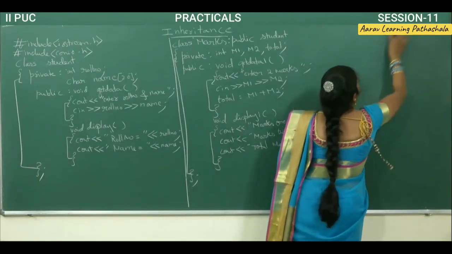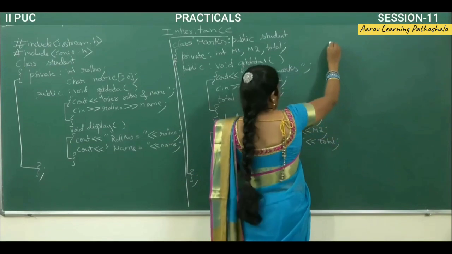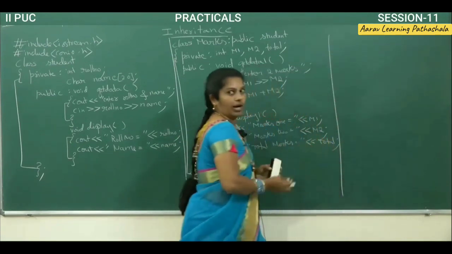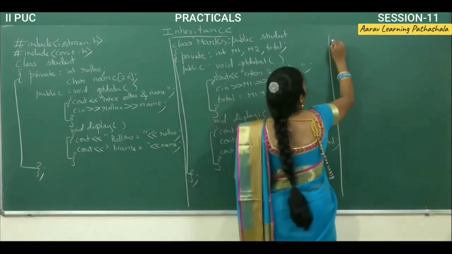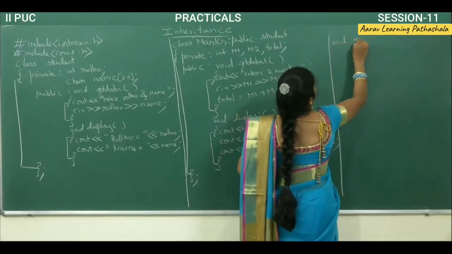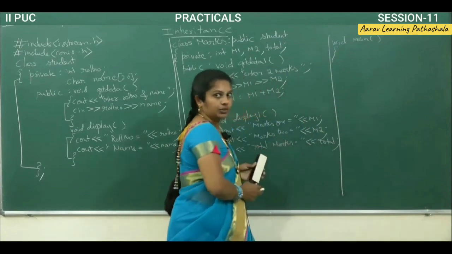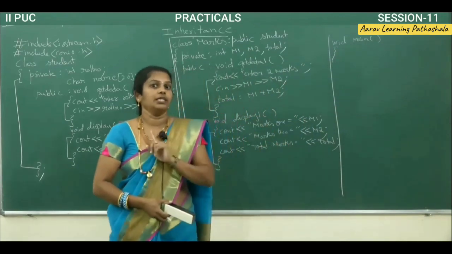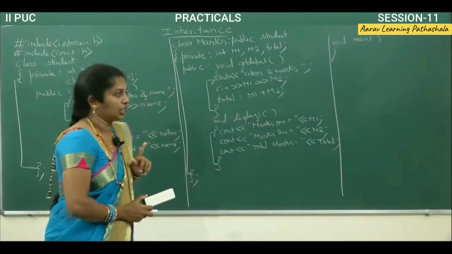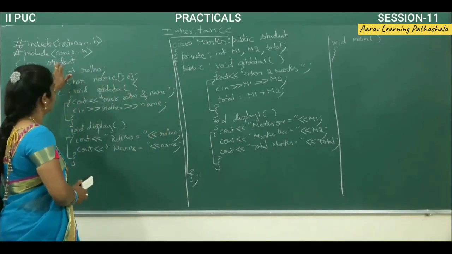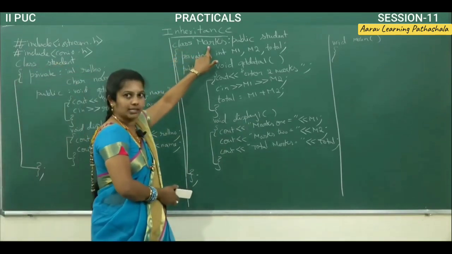What is the next thing? How to write the main program? As usual, void main. Here create the object. ಇಲ್ಲಿ ನೀವು ಆಬ್ಜೆಕ್ಟ್ ಅನ್ನ ಸೆಪರೇಟ್ ಆಗಿ ಕ್ರಿಯೇಟ್ ಮಾಡೋ ಅವಶ್ಯಕತೆ ಇಲ್ಲ. Whereas for student one class is there, marks is also one class.